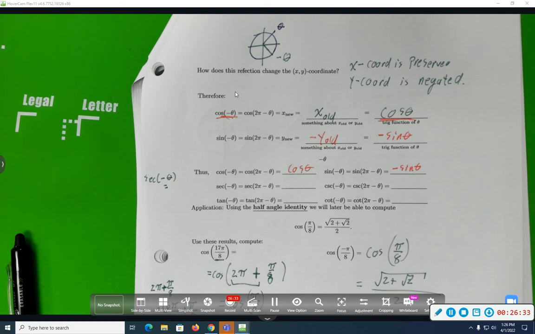Cosecant is? Very good. Tangent is? Sine over cosine. Cotangent is? Cosine over sine.